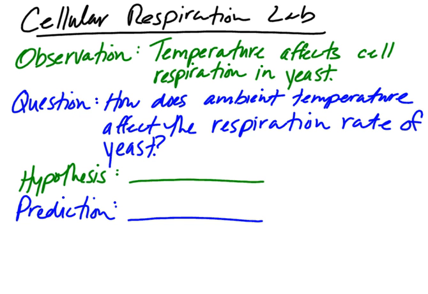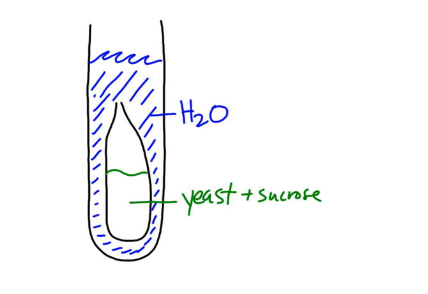So let's talk about how we're determining if ambient temperature affects respiration rate or not. And we have this diagram here. So you're going to have a test tube. Inside the test tube is going to be water, and then you're also going to have a tube, or like a bulb of a pipette. Inside that bulb, you're going to have some yeast and some sucrose, which is sugar. So you'll have some sugar water in with the yeast.